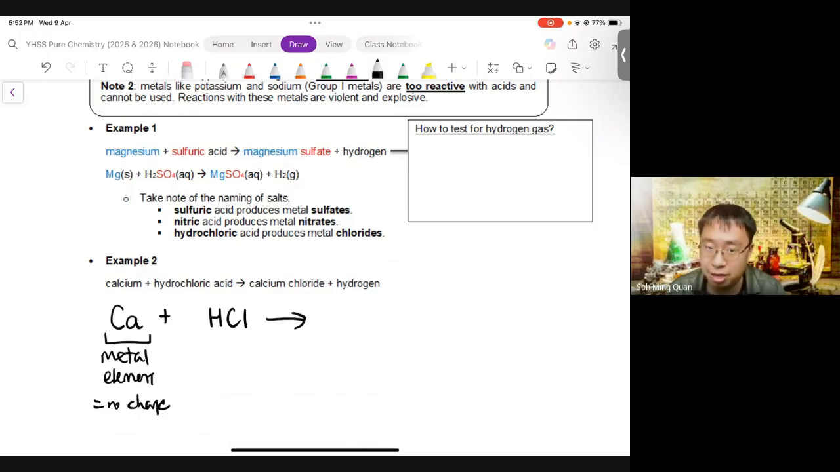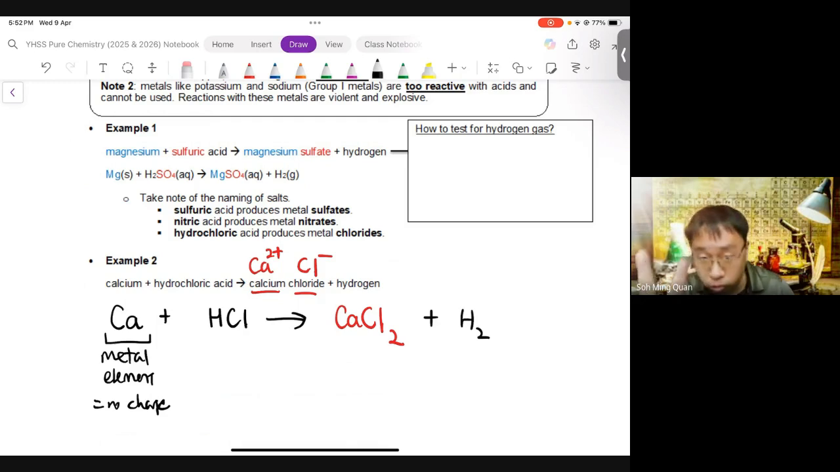Calcium chloride is where you need to think of charge. It's combined. Calcium with Cl. May I know what's the charge? 2 plus, 1 minus. Therefore, CaCl2. Then we have H2, hydrogen gen, 2, 2, 2. Please remember that. Then we just have to finish by balancing the equation by putting numbers as coefficients in front of the acid.